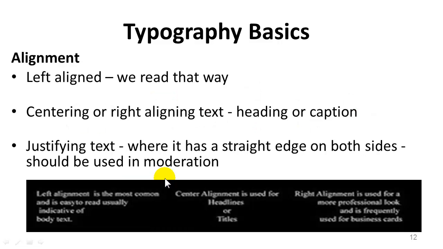Another basic is alignment. By default, everything is left aligned. That's how we read from left to right. You can also center or right align text, which is usually good for headings or captions. It's not good for a paragraph. You can also justify, where we have a straight edge on both the right and the left. So this is an example of left alignment, center alignment, or right alignment. Right alignment is generally used in books and magazines, on business cards. Center alignment, here again, headings or titles. You know that someone is not professional if all their paragraphs are centered.